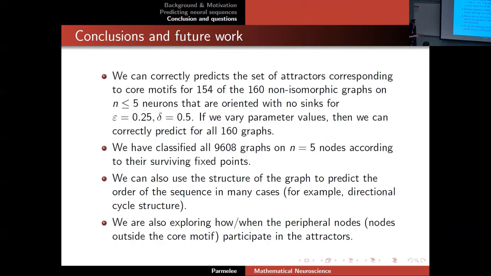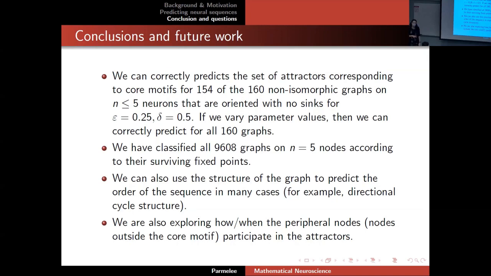Okay. So here's where we're at. We can correctly predict attractors for all of those 160. I said there's 152 on 5. If you add in the 4 and 3 ones as well, that's 160 total graphs. In 0.25.5, so those are the parameters we swept under the rug earlier, I can correctly identify attractors for 154 of them. If I modify the parameters a little bit, I can catch all of them. So sometimes there's missing ones in this parameter regime, but if I up delta, I can find the others. They still exist, they just happen to not exist for these particular choices for the weights, because we set those at the beginning.